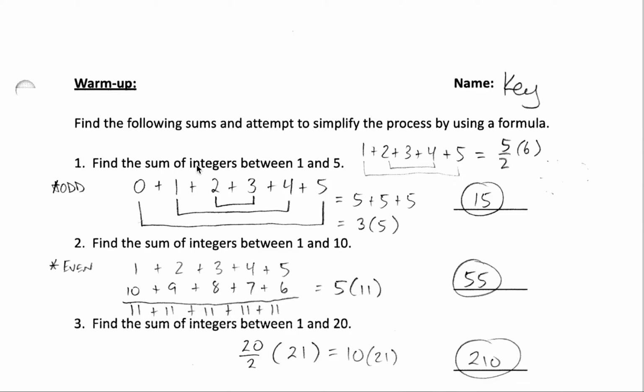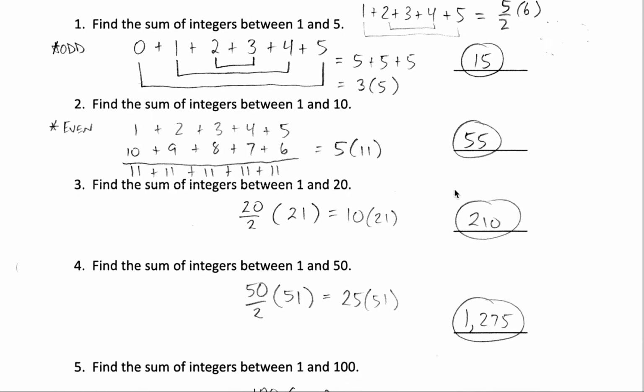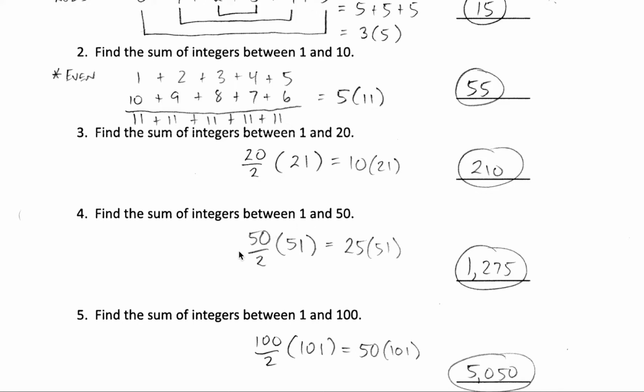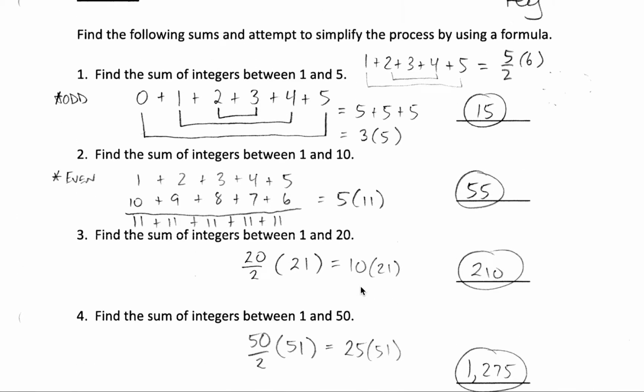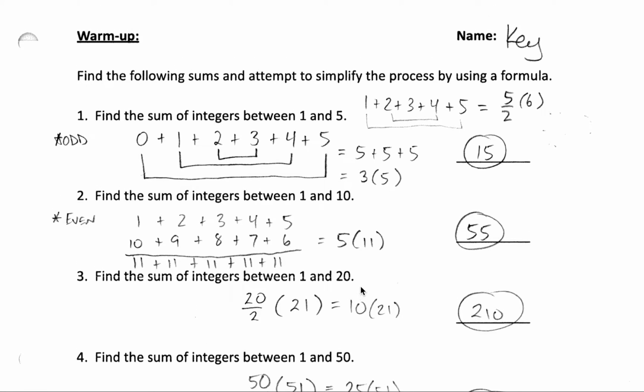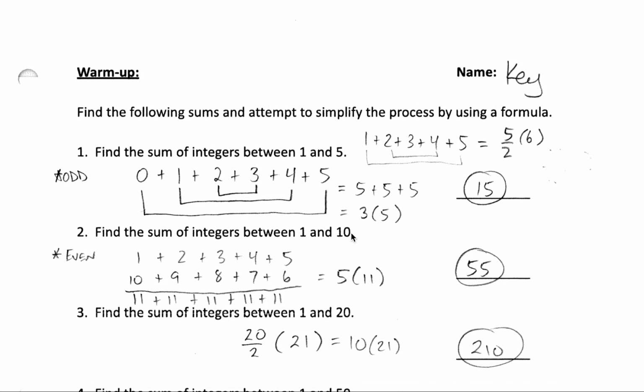First, we want to find the sum of integers from 1 to 5. So we're adding 1 plus 2 plus 3 plus 4 plus 5, which we could do pretty easily and figure out that's 15. But eventually, when we start adding numbers in between like 1 and 50 or 1 and 100, that can get a little taxing to do, and we don't want to have to write that all out. So we're going to try and come up with patterns that we can use to help us.